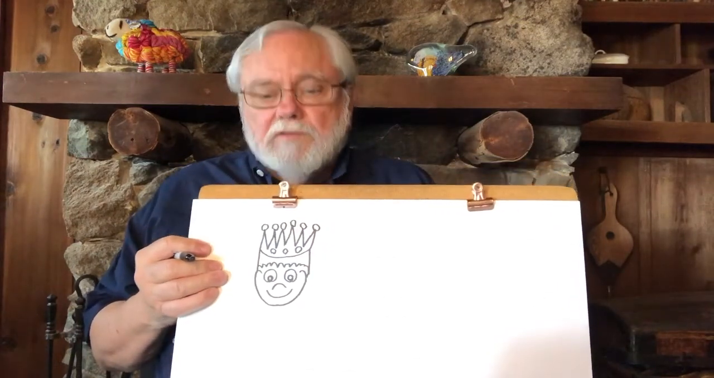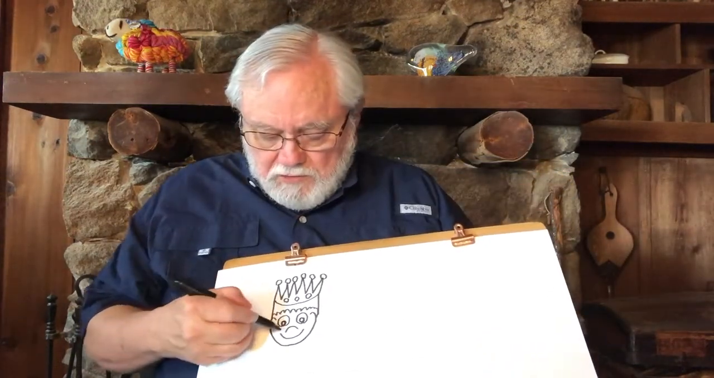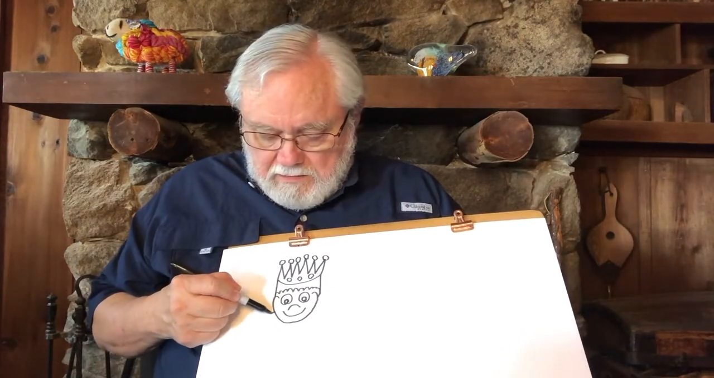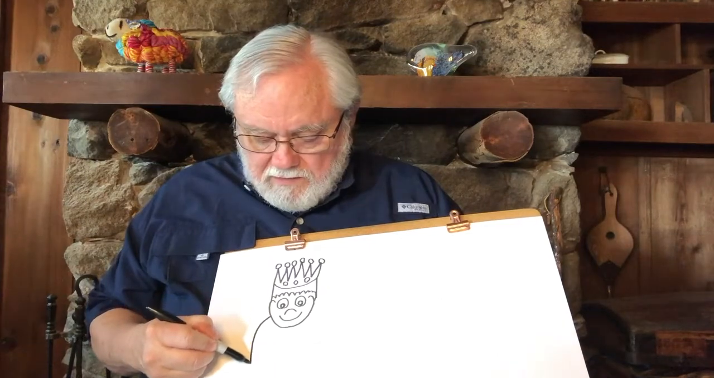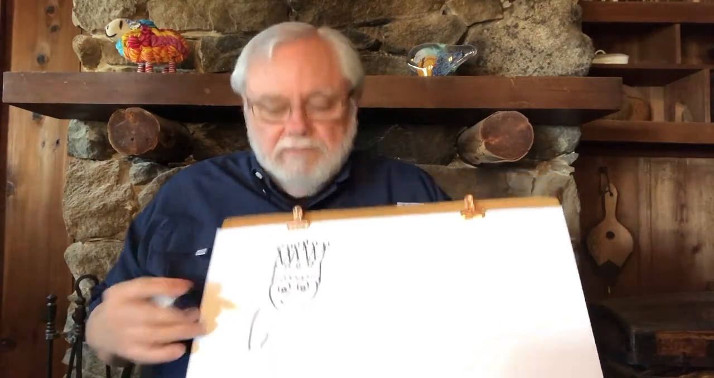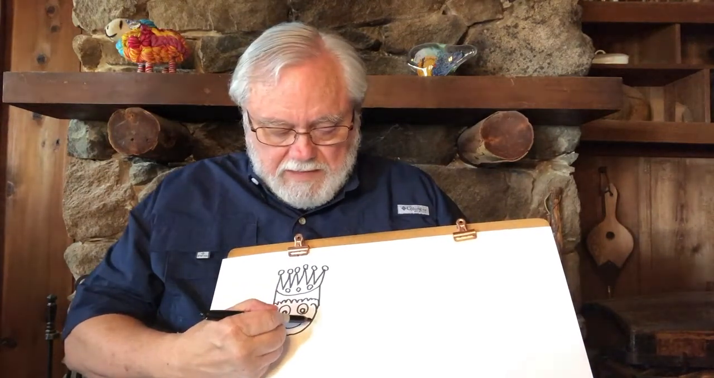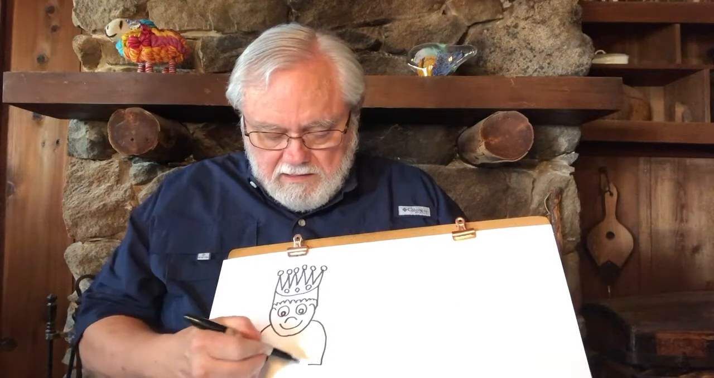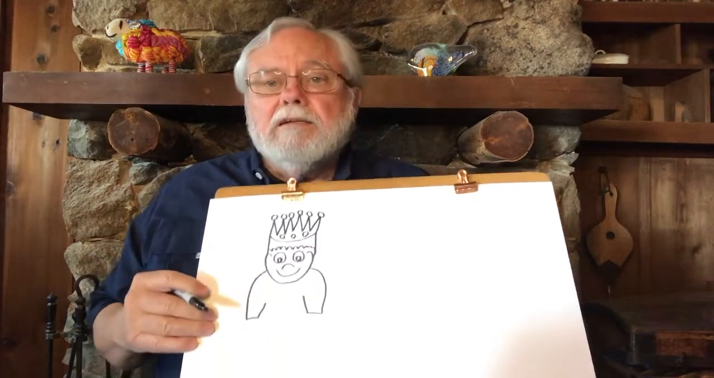Now show me when you're ready for our king's shoulders. For his shoulder, I'm going to come across from where his mouth is, make a line angle, curving down, curve in, and then angle in a bit. Then I'm going to come over here next to his mouth again and do the same thing, curve down, come in, and then slant in again.